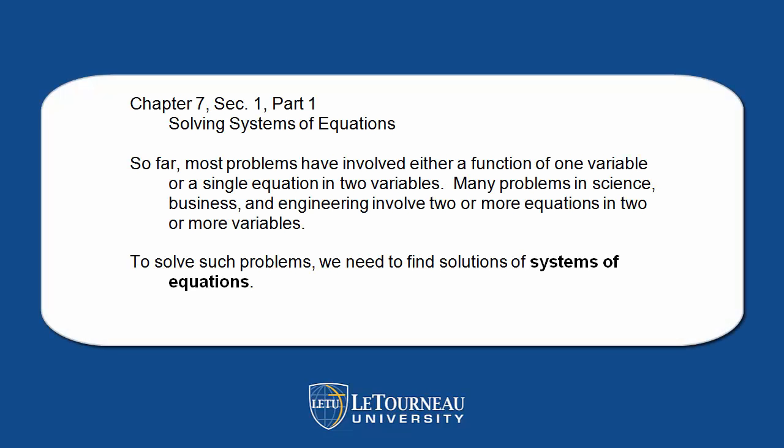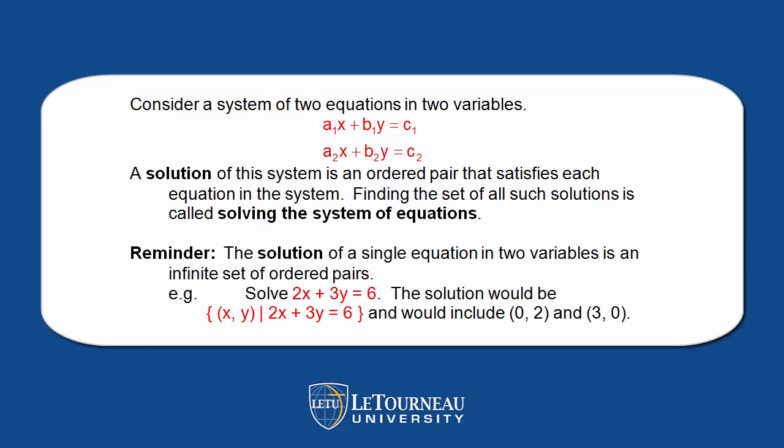All right, let's move to Chapter 7, and we're going to look at solving systems of equations. So far, our problems have either involved a function of one variable or a single equation in two variables. Many problems in science, business, and engineering involve two or more equations in two or more variables. To solve such problems, we need to find systems of equations. So we're going to consider first two equations and two variables.